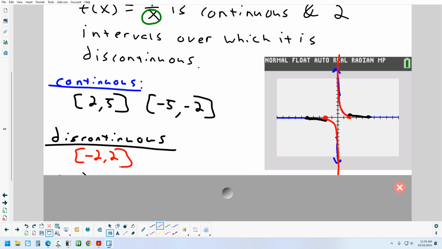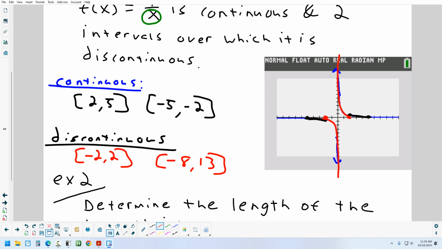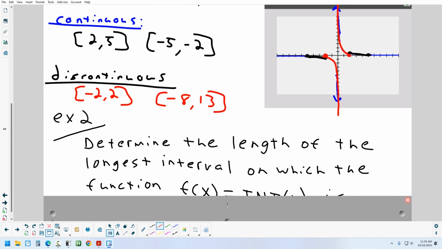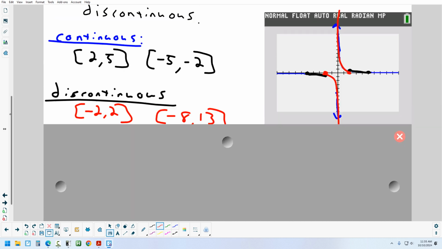Anything that passes through the point of discontinuity, which in this problem is 0. It's not always 0, but in this one it's 0. Another one would be -8 to 13. I can't go from a negative to a positive in this graph without lifting my pencil. Any question on that?